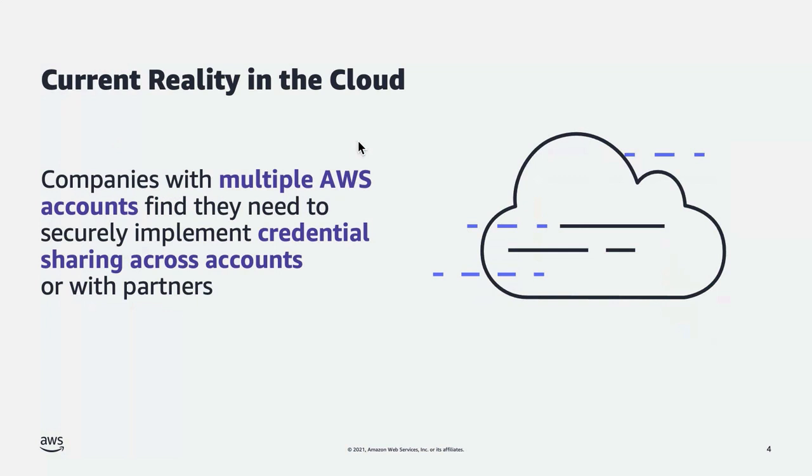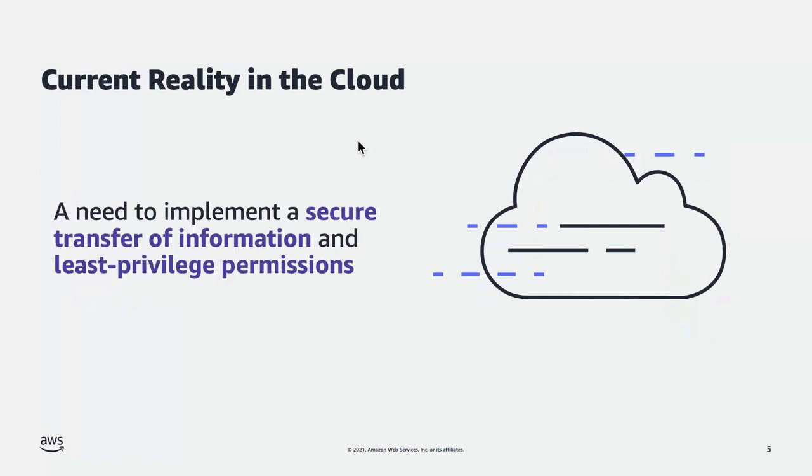And the reason they'd want to do this is essentially monitoring the access between these different credentials across their multiple AWS accounts. We're also seeing the need to implement secure transfer of information, but with least privileged permissions. So if you're having different business teams or managed service providers that need access to information, companies are still going to want to practice security best practices with least privilege permissions.